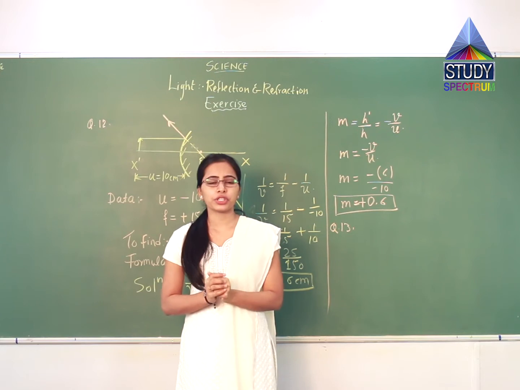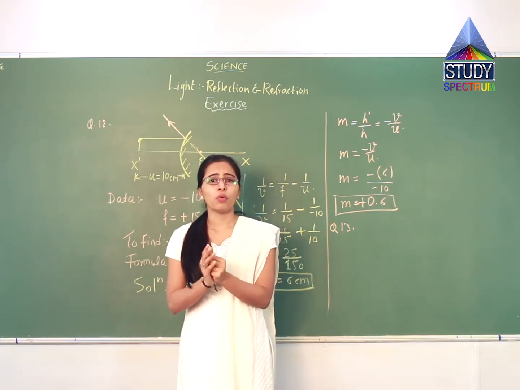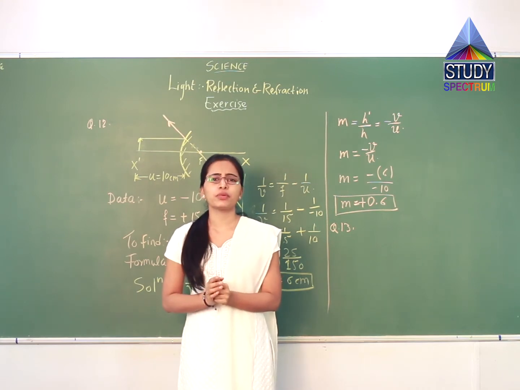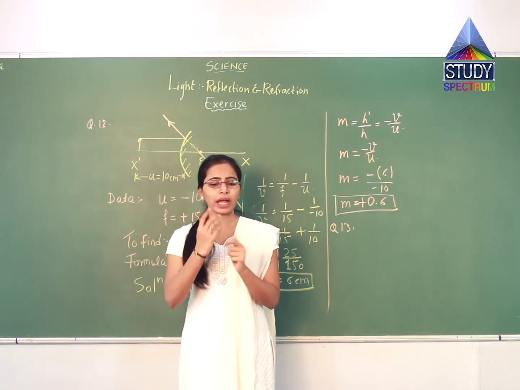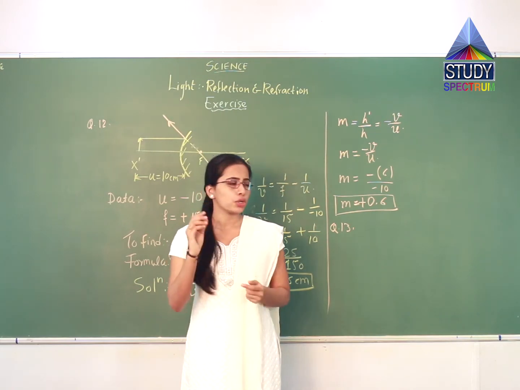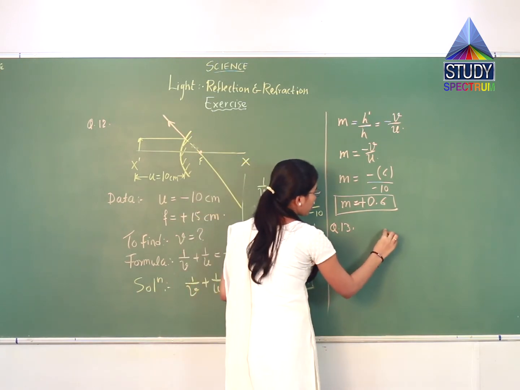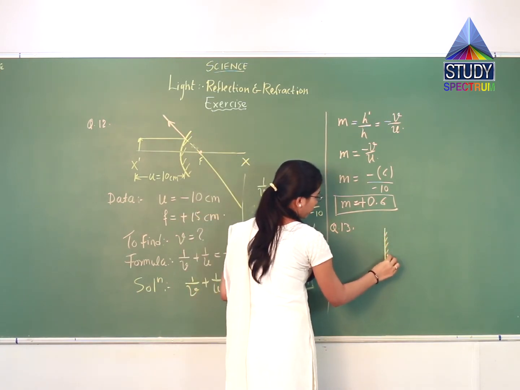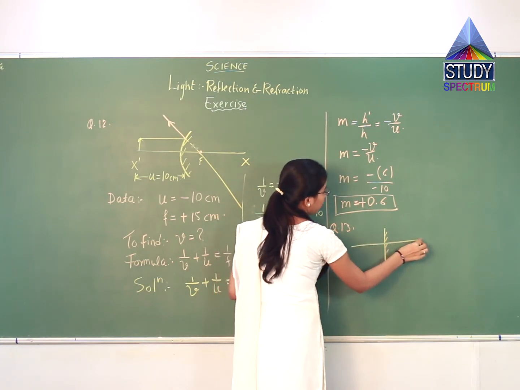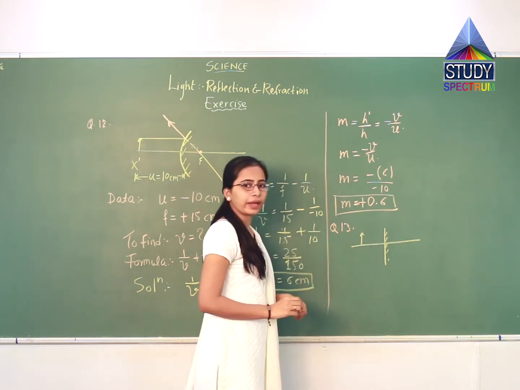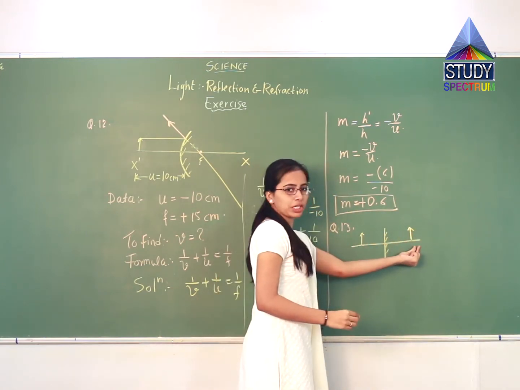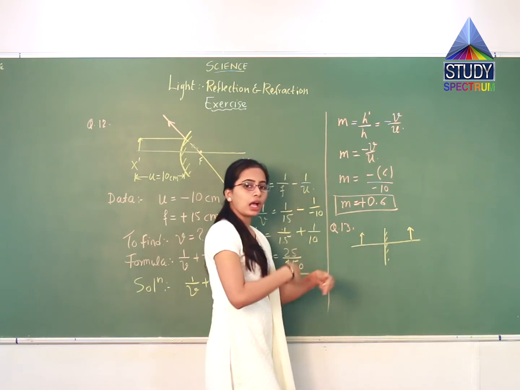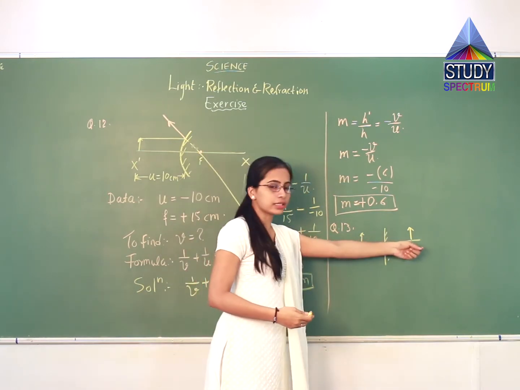Next is 13th question. The magnification produced by a plane mirror is +1. What does this mean? This is a very simple question. Magnification is actually size of the image or height of the image upon height of the object. So let us draw here. Here suppose this is my plane mirror, like this. You have the object and you will find that same size image is formed, but it is beyond the mirror, it is inside the mirror.